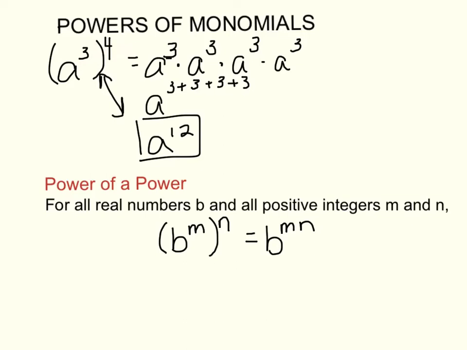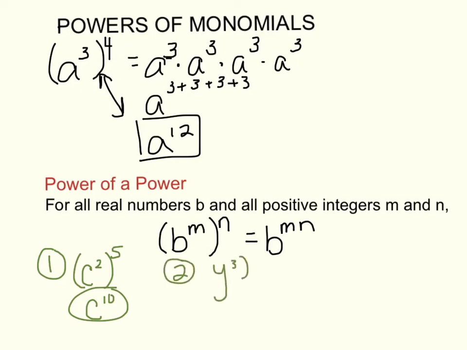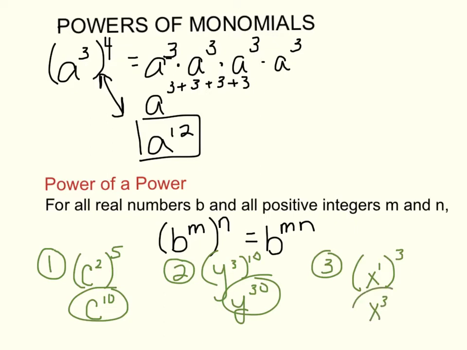So for some quick examples, number 1, c squared to the 5th. 2 times 5 would give you c to the 10th. Number 2, y to the 3rd to the 10th. 3 times 10, y to the 30th. Number 3, x to the 1st to the 3rd would just give you x to the 3rd. Obviously, those are the easy ones.